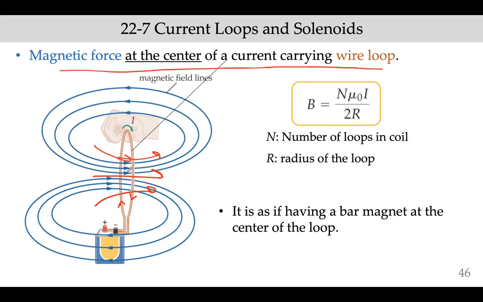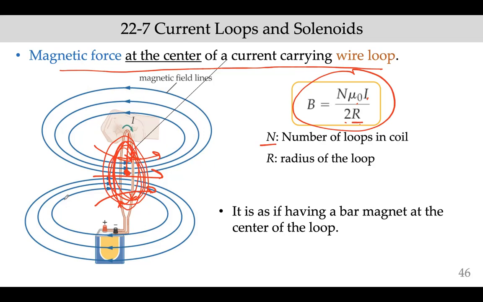The magnetic field at the center of the loop is given by this formula, mu0 I divided by 2R. Now, because we are talking about the center point, it only depends on the radius of this loop, so that will be the radius here. Of course, at different points, B will be different, but this formula is only for the middle point. And N here is the number of loops. So here we have just one loop, but in general, you can have a coil like this.